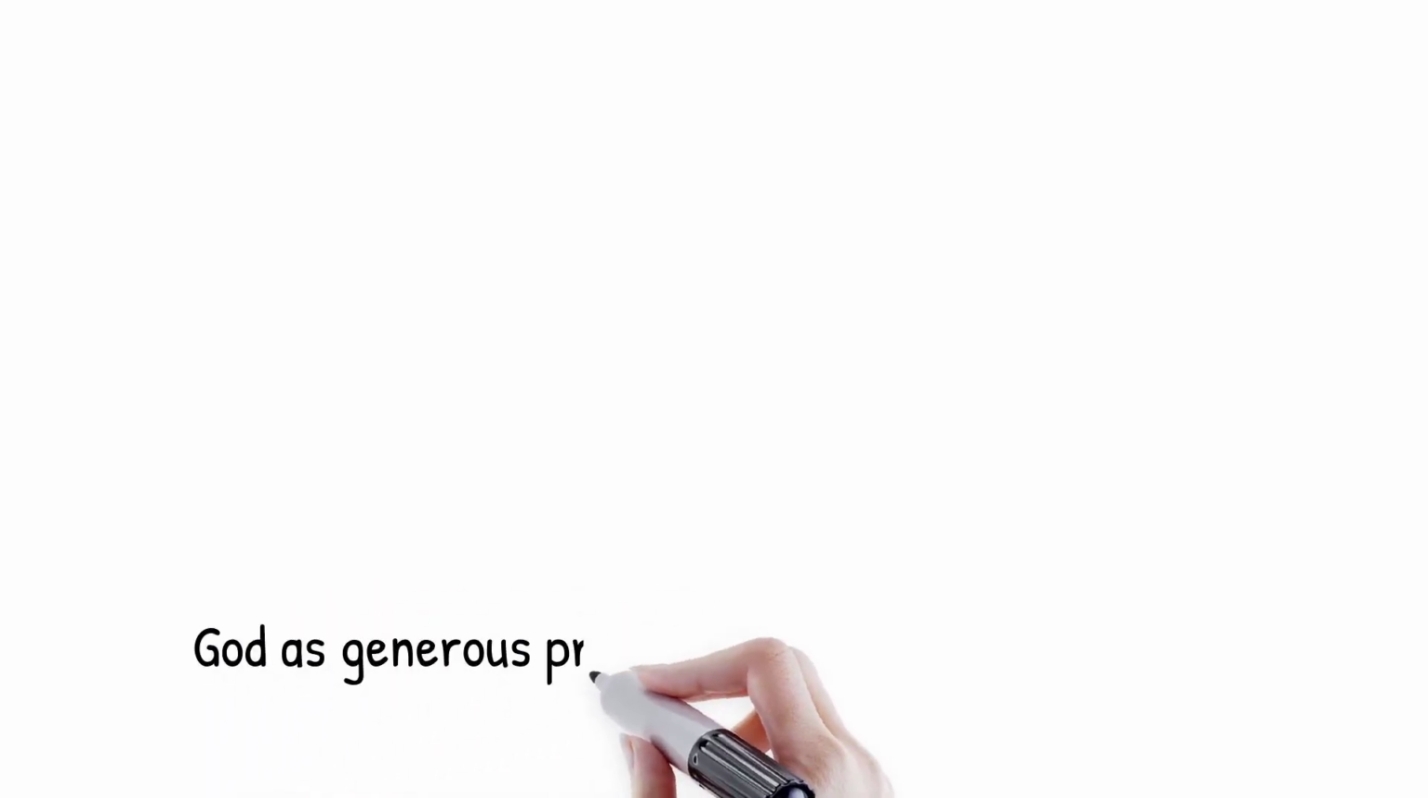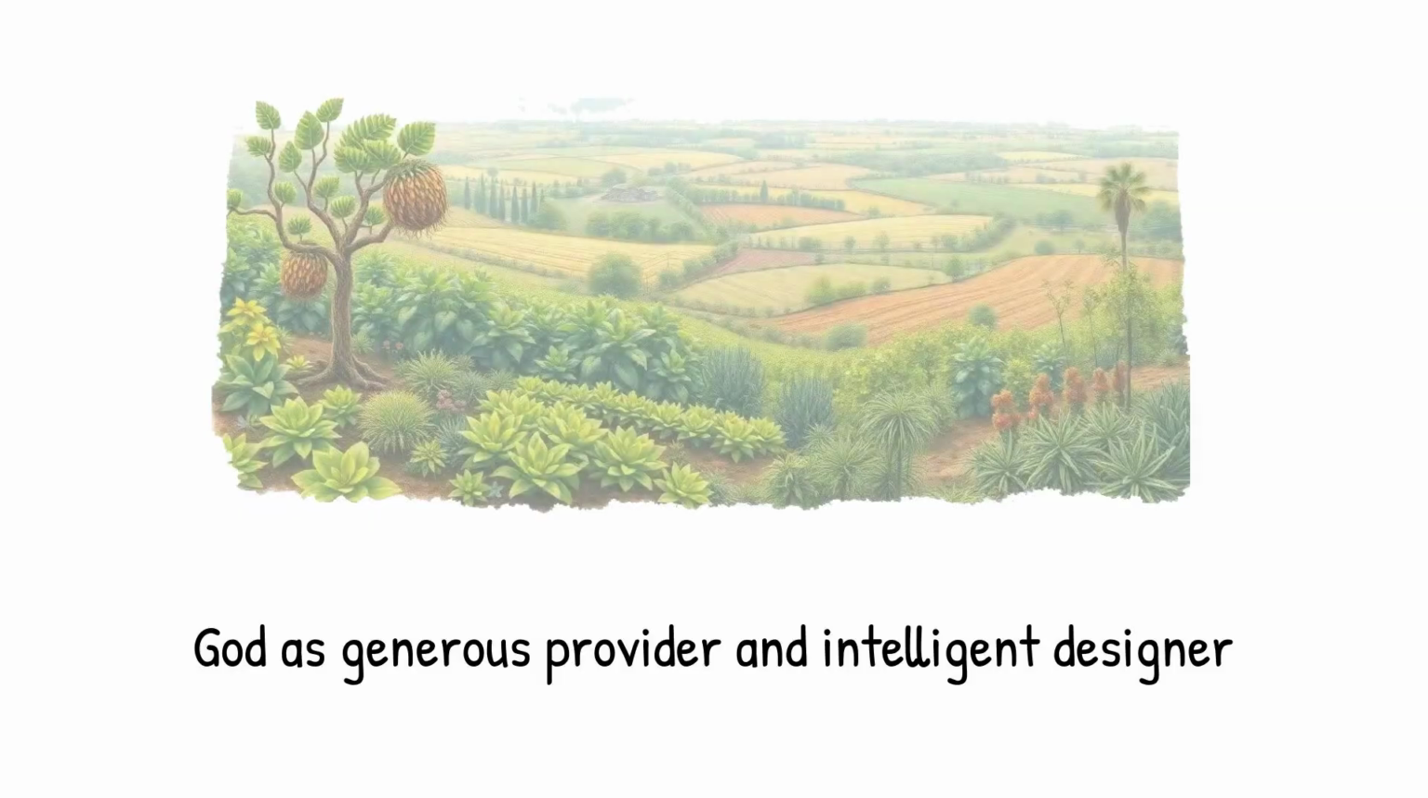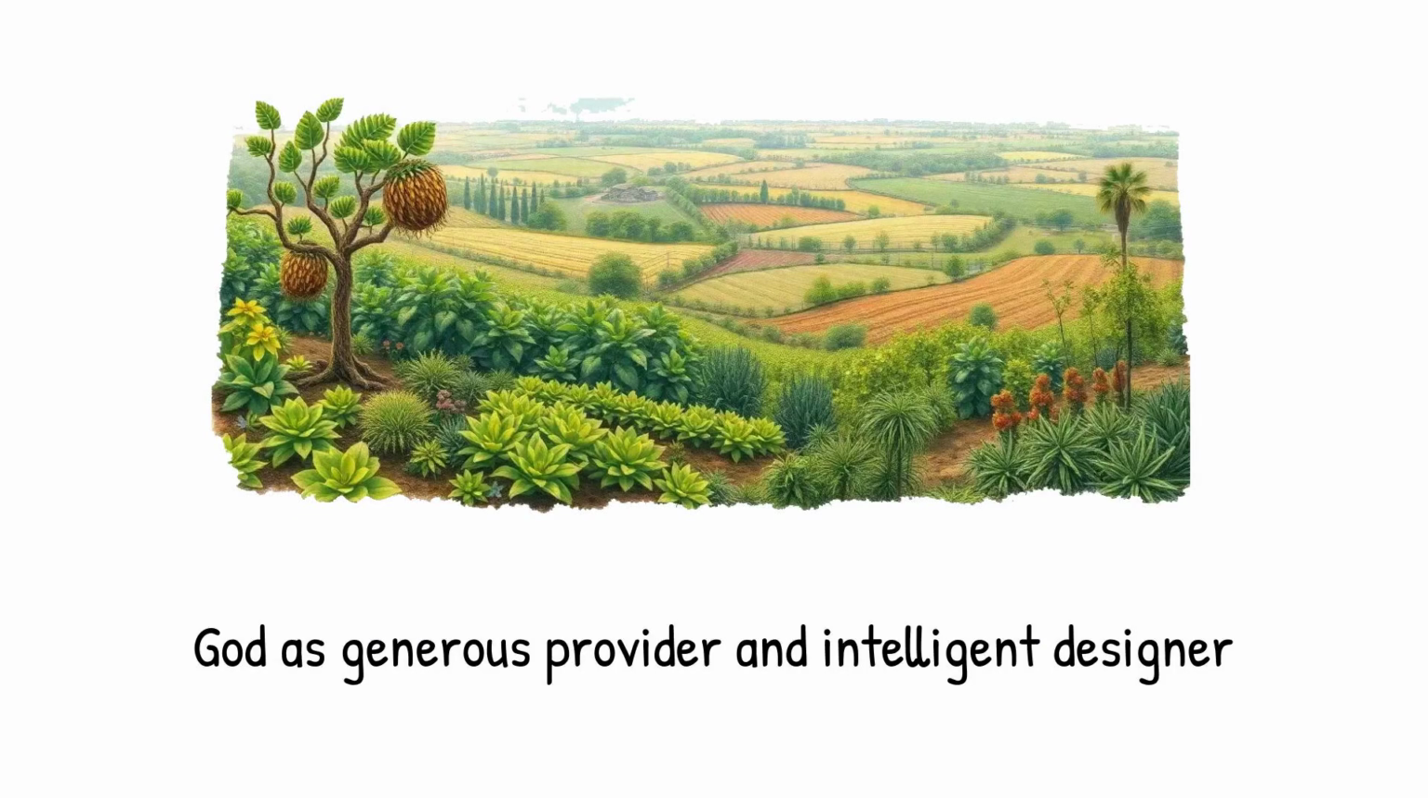From this verse, many draw several themes. God as generous provider, filling the earth with abundant self-renewing food sources. God as designer, with ordered kinds and seed-bearing systems reflecting intentional design. And creation as dynamic, not static, designed to develop and multiply.